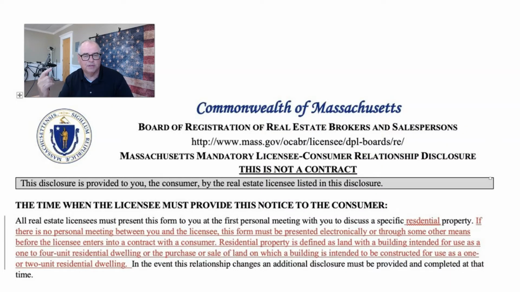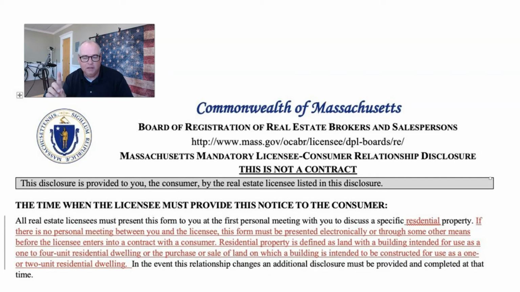Okay, so here we go. By the way, this is the first time I'm looking at it, or I just got it like an hour ago. So all new to me as well, although I know they've been debating it and I've read some prior versions. But this here with the red is the new language. I'm sure you're all familiar with this, of course, if you're currently licensed. And if you're new, well, then this will be the new normal for you. All licensees must present this form to you at the first personal meeting with you to discuss a specific residential property. And by the way, they said they'd fix the spelling mistakes later. This is not my spelling, although my spelling is even worse.